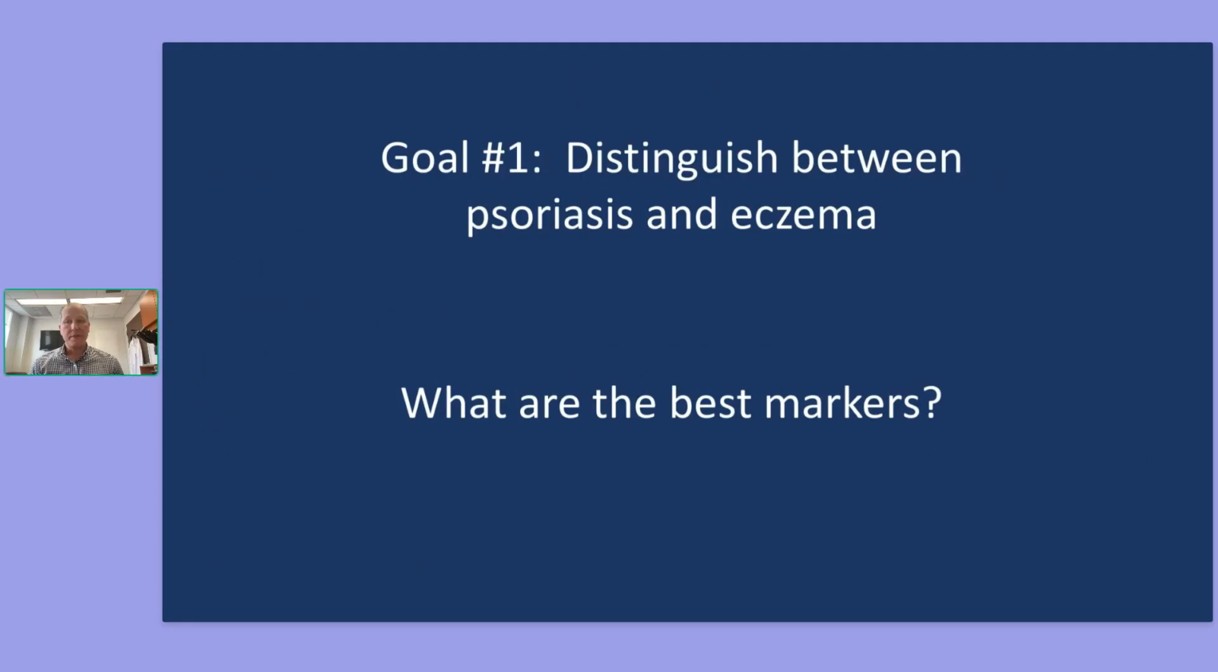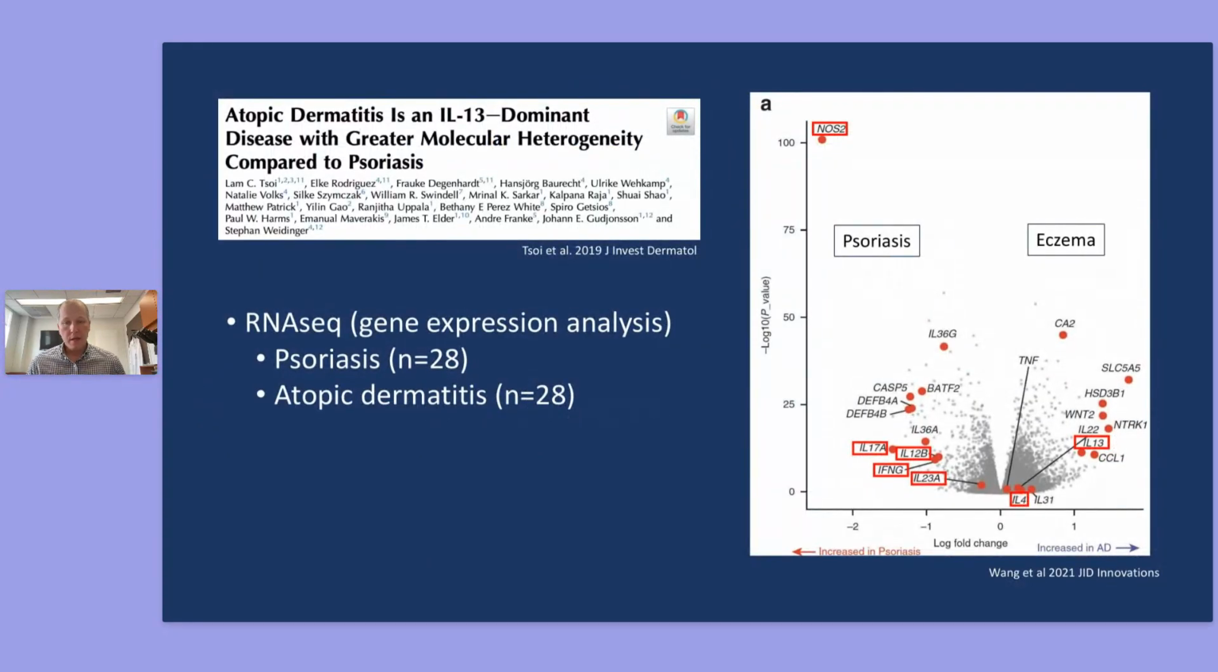And so if we take a step back, I think the first premise that we need to establish is that we can use disease biomarkers to actually distinguish between psoriasis and atopic dermatitis. And so what are the best markers? So we reanalyzed, which was at the time the largest study looking at cases of atopic dermatitis and cases of psoriasis by RNA sequencing. You can see the numbers here. It's a reasonably sized study.